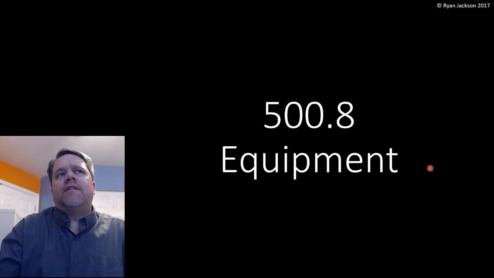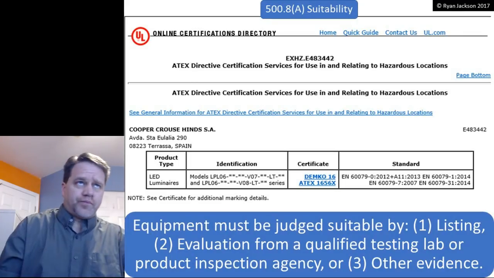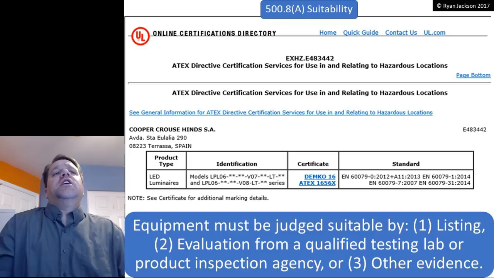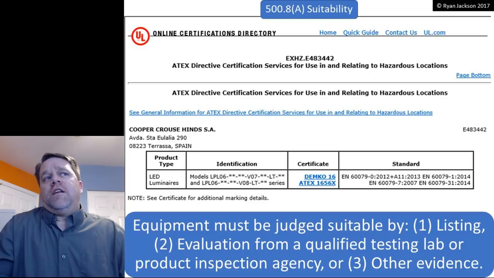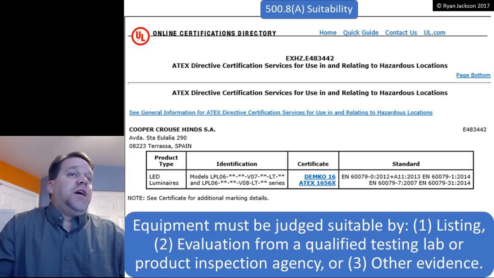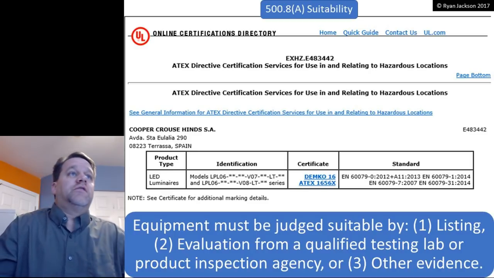Just about done. 500.8, equipment. A, suitability. Equipment must be judged suitable by number 1, listing, or number 2, evaluation from a qualified testing lab or product inspection agency, or 3, other evidence.